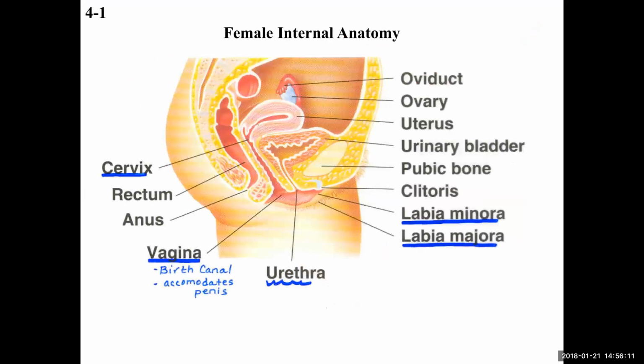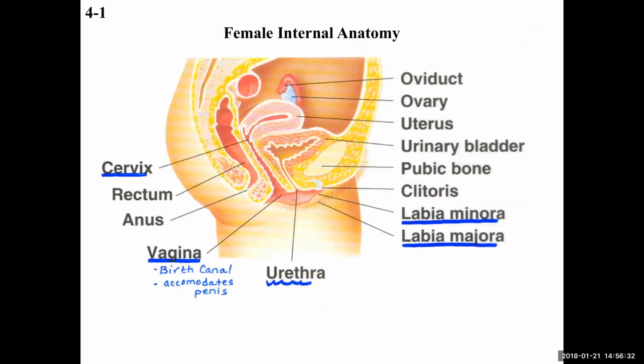The neck of the uterus is called the cervix, and it opens into the vagina. The vagina is a thin walled but strong muscular chamber that, number one, serves as the birth canal through which the baby is expelled. And the vagina also accommodates the male penis and is the repository for sperm during copulation.